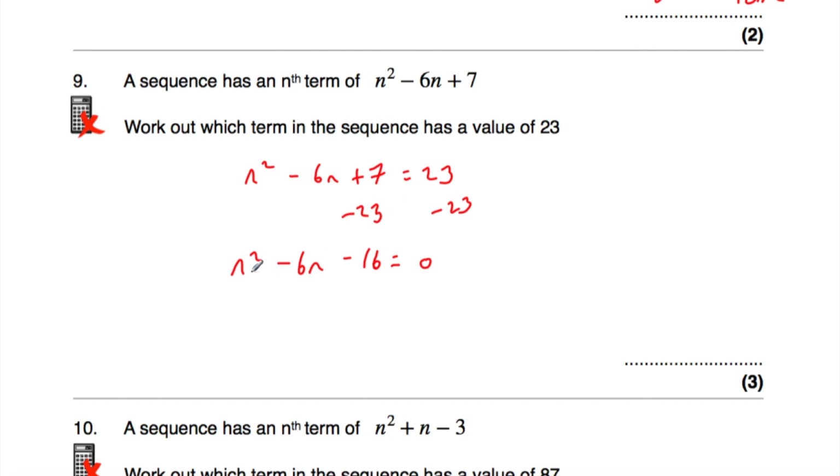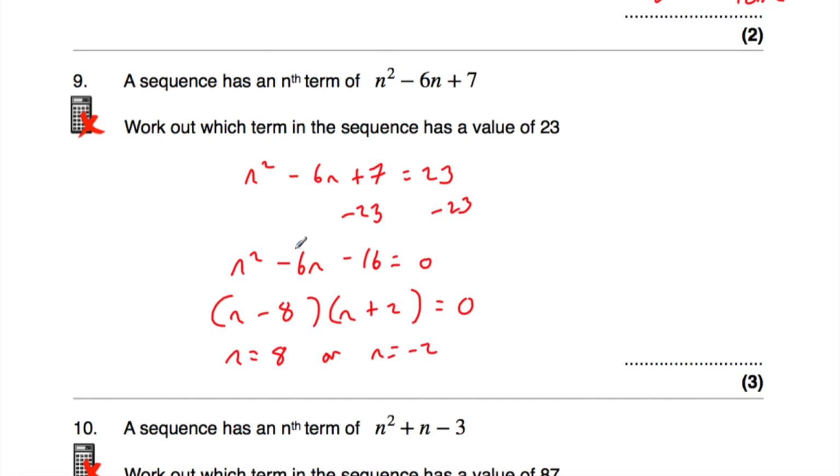Now we want to solve this, so let's factorize. So let's put our brackets down, and let's put n in the front of both brackets. And we're looking for two numbers that multiply together to give us negative 16, and add together to give us negative 6. And that's going to be negative 8 and positive 2, because negative 8 times 2 would be negative 16, and negative 8 plus 2 would be negative 6. So there are two brackets. So that means that either n is equal to 8, or n is equal to negative 2, just figuring out what values for n will make our bracket 0.